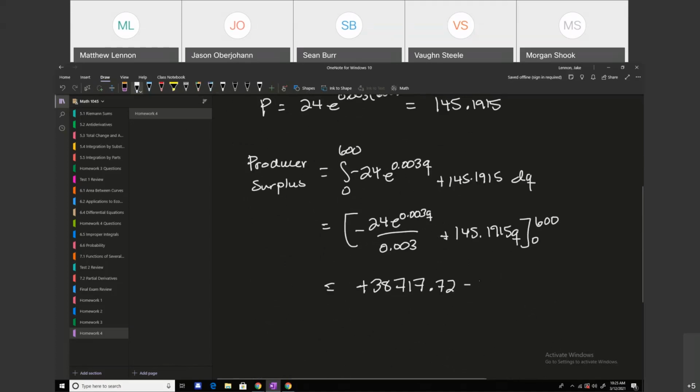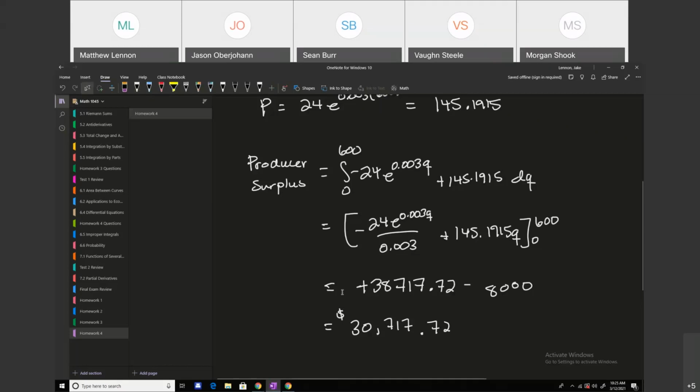Okay, and then I think this is minus. So if I did that right, I should get minus 24 times e to the 0.003 times 0. Oh, that's e to the 0, so that's just 1, divided by 0.003. Okay, so minus 8,000. So this should be my answer. So that should be 30,717.72. So hopefully that comes out as the producer surplus.